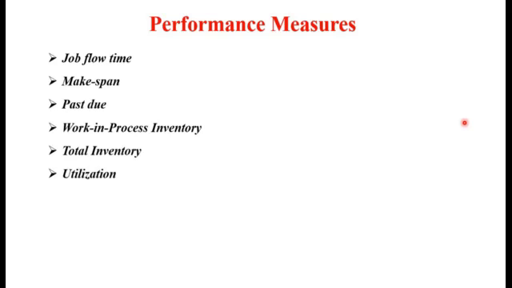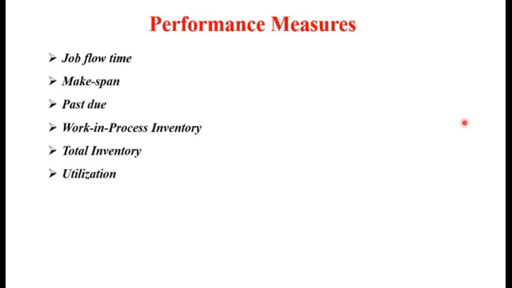If the overall goals of the organization are to be achieved, the schedules should reflect managerially acceptable performance measures. The following are some of the most common performance measures described here. The first one is job flow time.